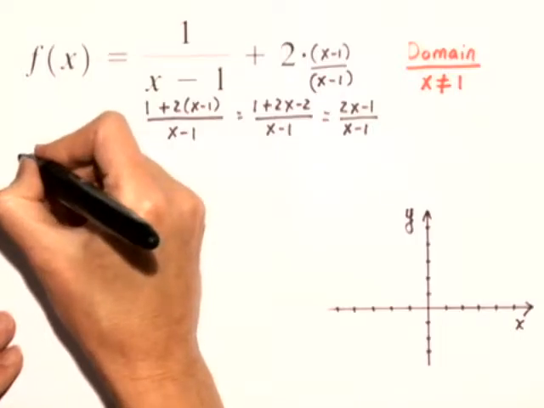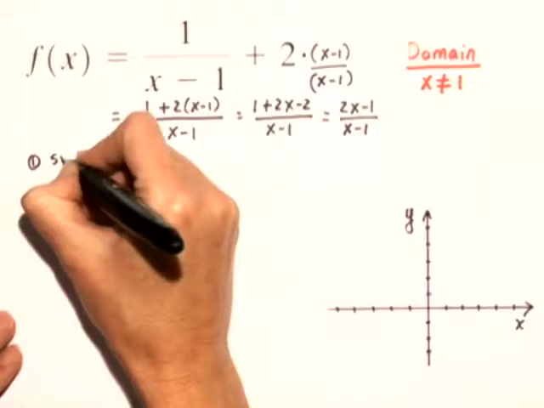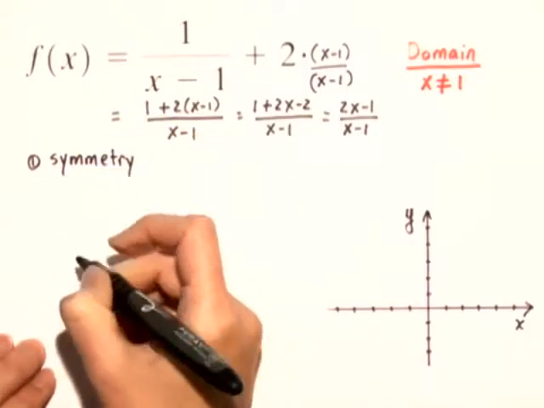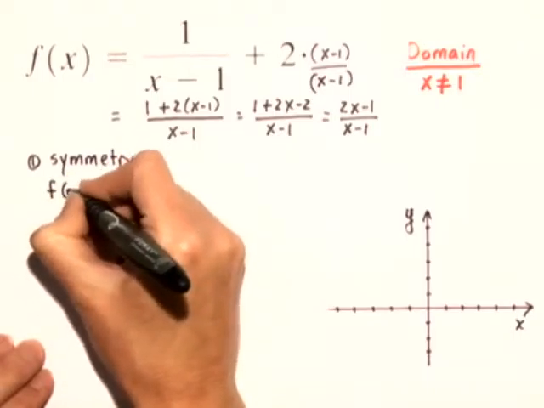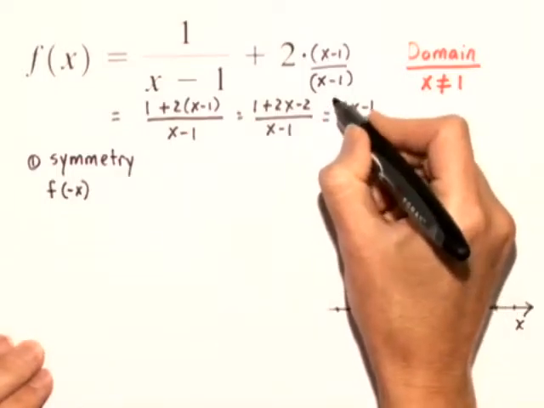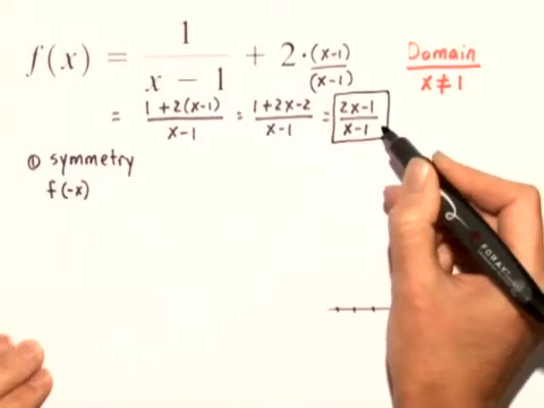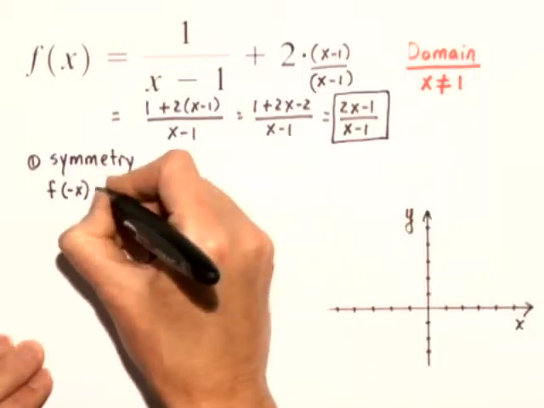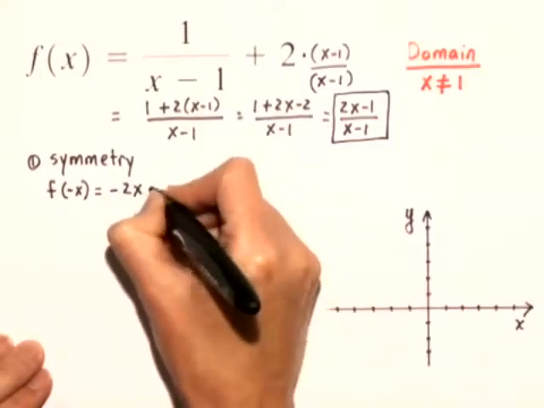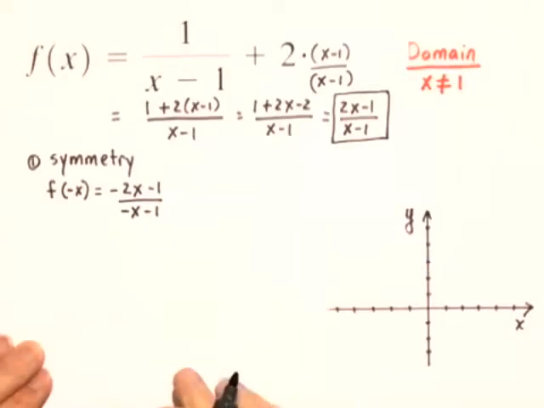The first step is to determine if there is any symmetry. So, in order to determine symmetry, we look at f of negative x. I'm going to substitute negative x right into here. I'll put it in a box so we can refer to it. Into this function. If I substitute negative x in for each x, I'll end up with negative 2x minus 1 in the numerator, and I'll end up with negative x minus 1 in the denominator.